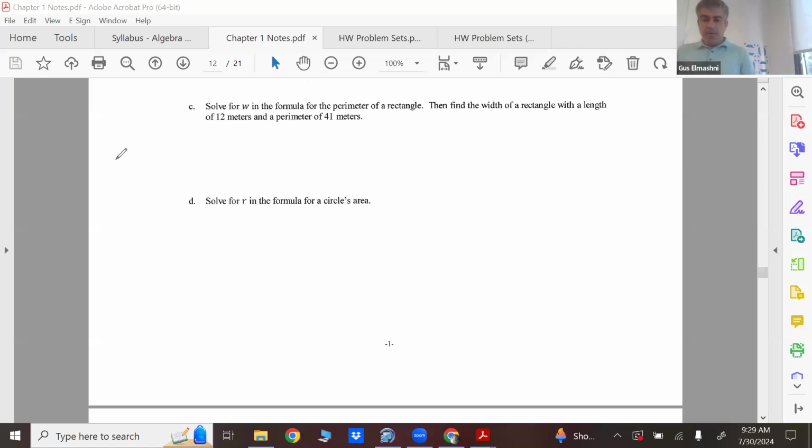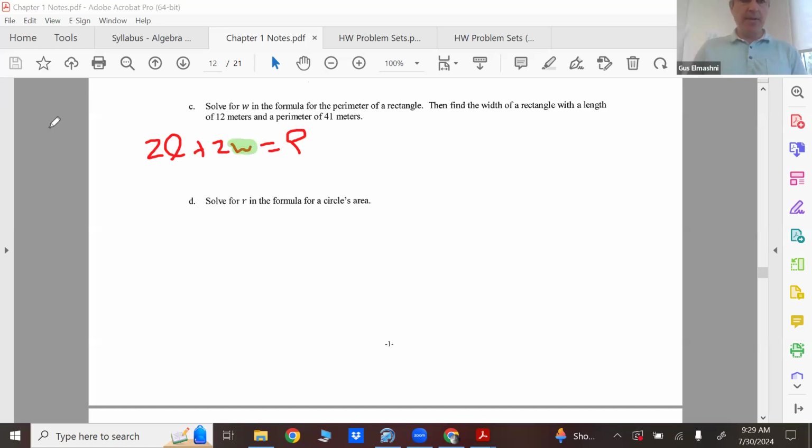All right, solve for w in the perimeter of a rectangle. And then afterwards, find the length when you have those values. So 2L plus 2W equals P. Our goal is to get that by itself. So what do?